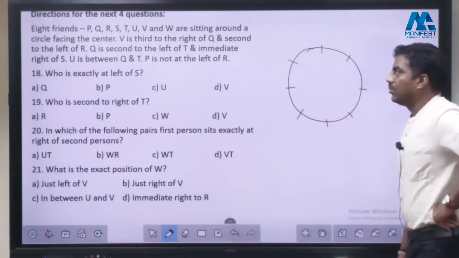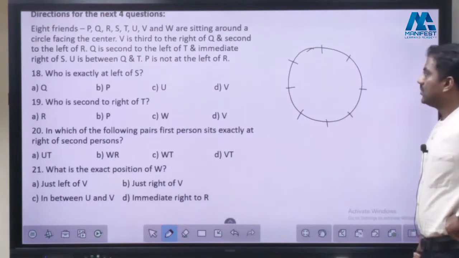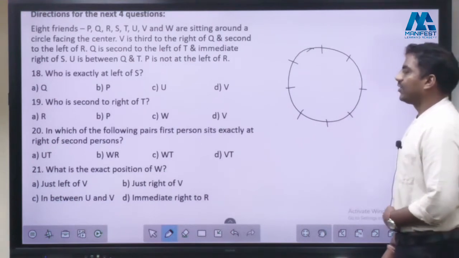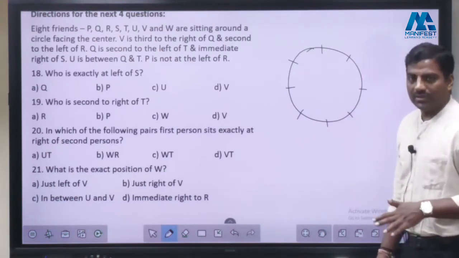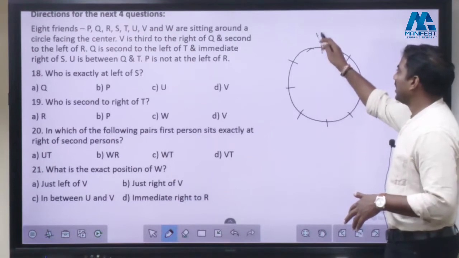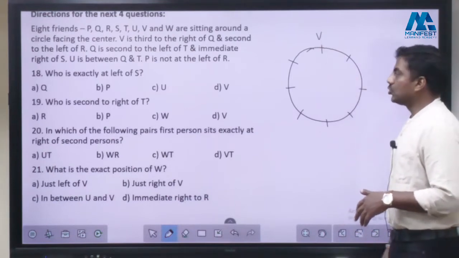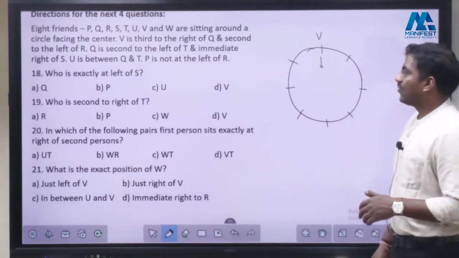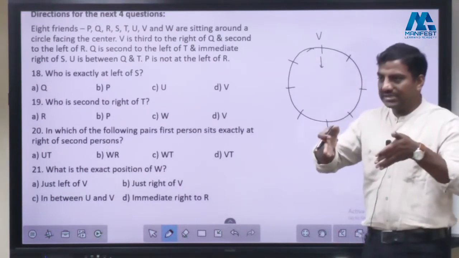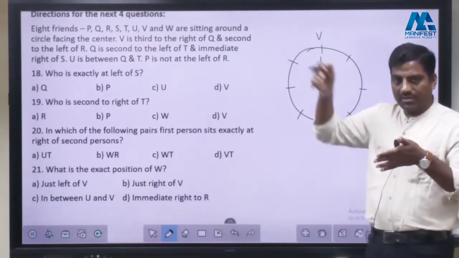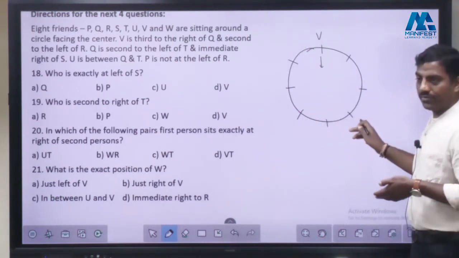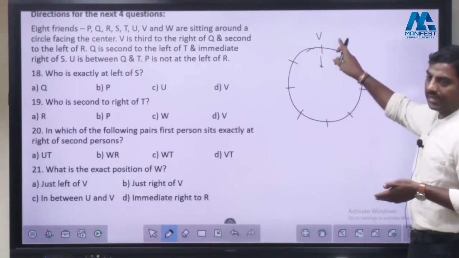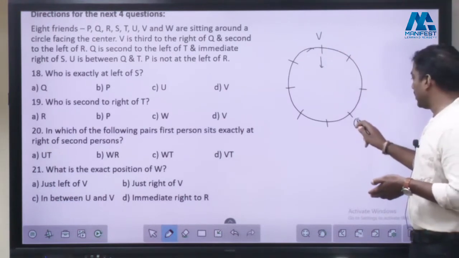Allow that person to sit anywhere. Now, P, Q, R, S, T, U, V, W, 8 persons around a circular table. V is third to the right of Q. First of all, fill V. Don't worry about the third person. I'll take V here. V is facing the center. V is to the right of Q. V is facing like this. So he is right of someone. So Q should come here. Q, first to the right, second to the right, and third to the right. So Q will come here.